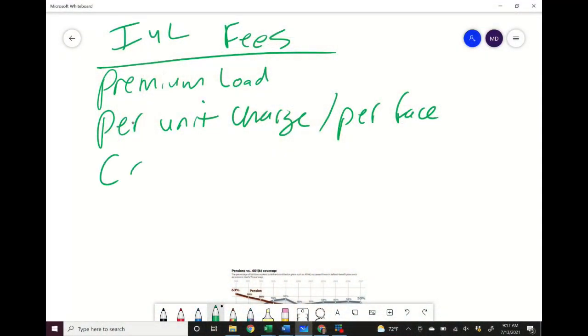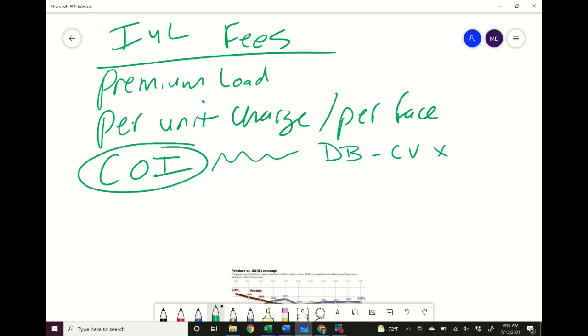The next one is going to be your cost of insurance. The COI charges, they really ebb and flow. A lot of people like to say that they're a straight line up, you know, starts low and to the left and ends high and to the right, but that's not actually how it works. It's going to ebb and flow based on a very simple equation, and that is your death benefit minus your cash value times the COI factor. So there's a factor associated with the cost of insurance. That COI factor gets multiplied across death benefit minus cash value.